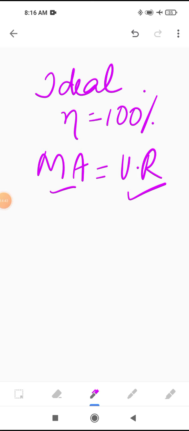Next question 4. Find the effort required to lift a stone of mass 120 kg with the help of a lever of 1.5 meter long if the load arm is 0.3 meter. Effort you have to find out.